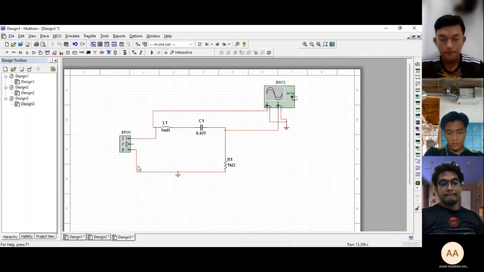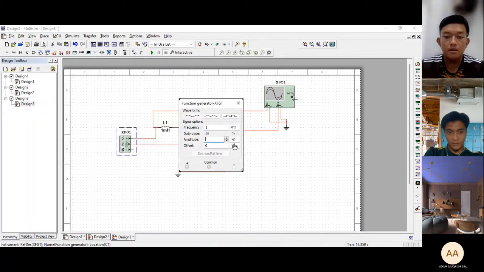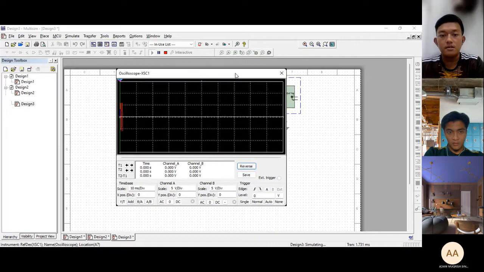Oh, yes, yes. The ground to the ground. So the function generator is set to 1 kilohertz, amplitude 6 Vp. Oh, so that's a complete circuit that we find the node. So that is the result.